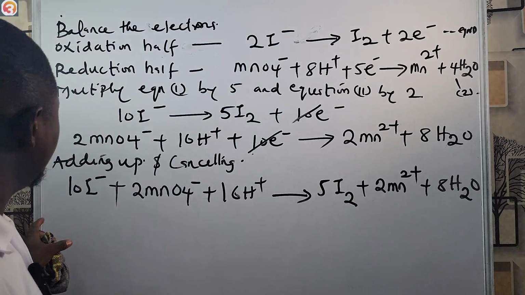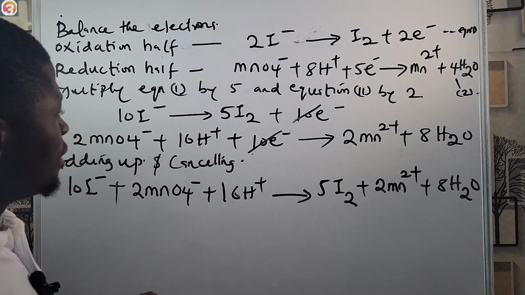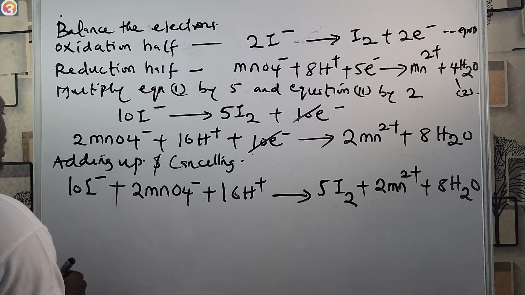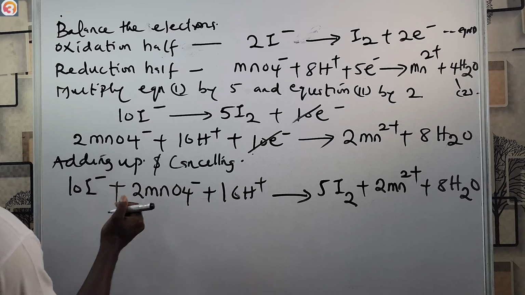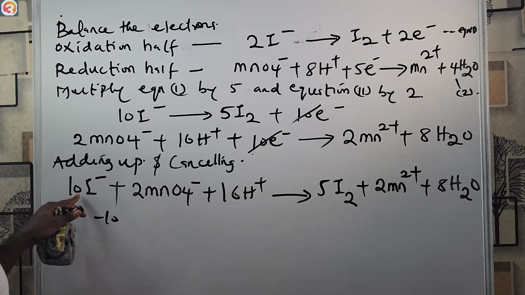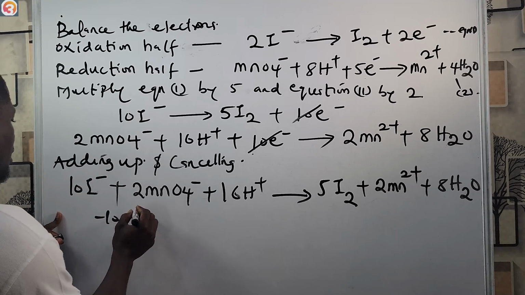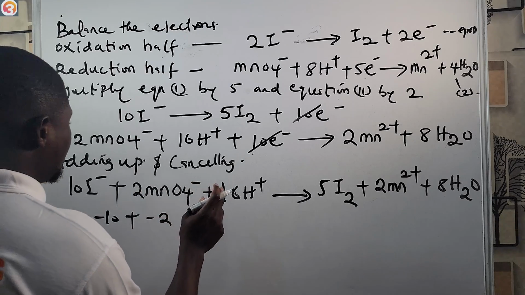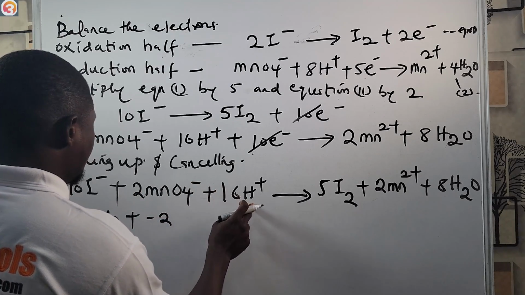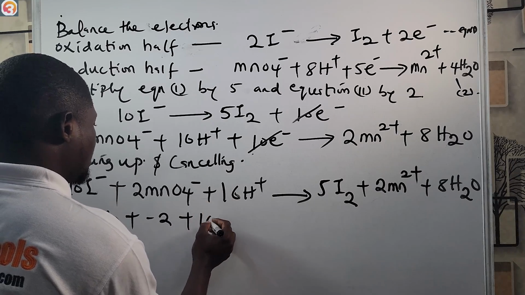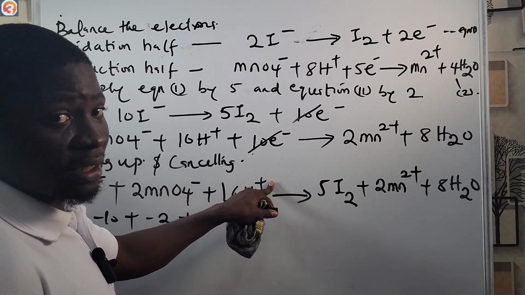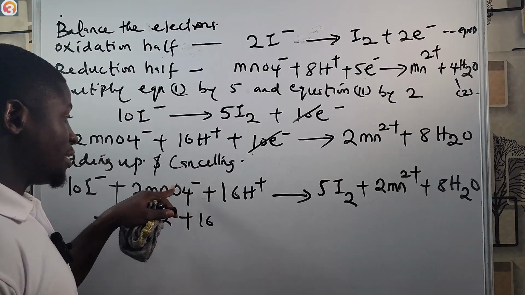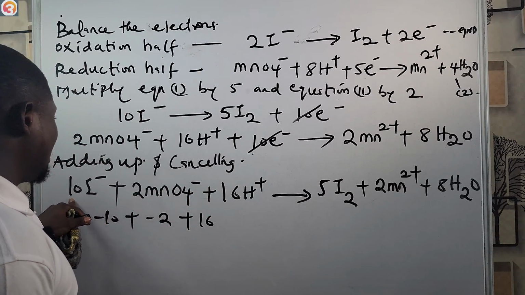All right. Now let's check for balance. What's the total charge on the left? Total charge here is 10 times minus 1, which is minus 10. Then plus the total charge here, which is minus 2. Then the total charge here is 16 plus 16: 16 times 1 is 16. 2 times minus 1 is minus 2. Then 10 times minus 1 is minus 10.